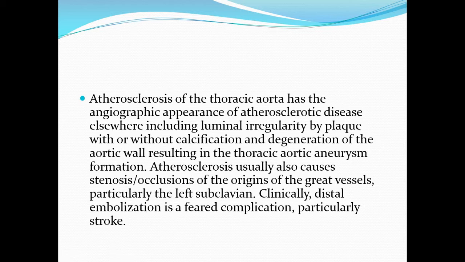Atherosclerosis of the thoracic aorta has the angiographic appearance of atherosclerosis elsewhere. So, there is luminal irregularity by plaques, with or without calcification, and degeneration of the aortic wall, resulting in thoracic aortic aneurysm formation. Atherosclerosis usually also causes stenosis or occlusion of the origin of the great vessels, particularly the left subclavian. Clinically, distal embolization is a feared complication, particularly stroke.